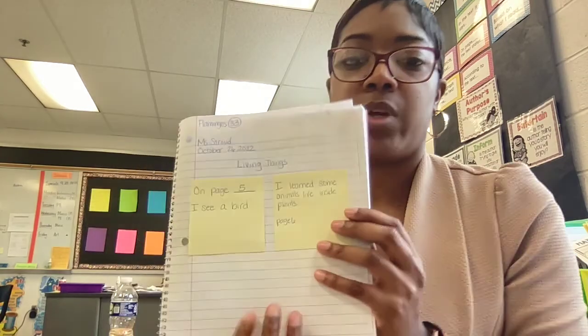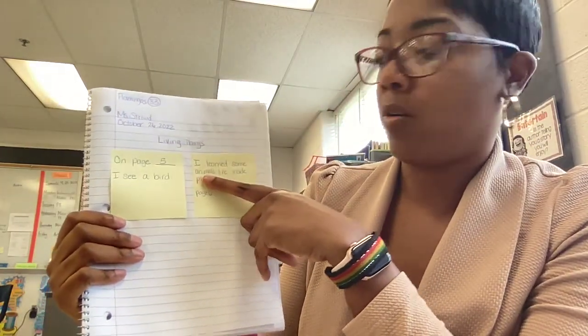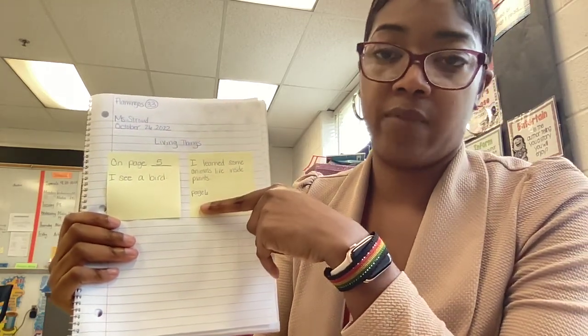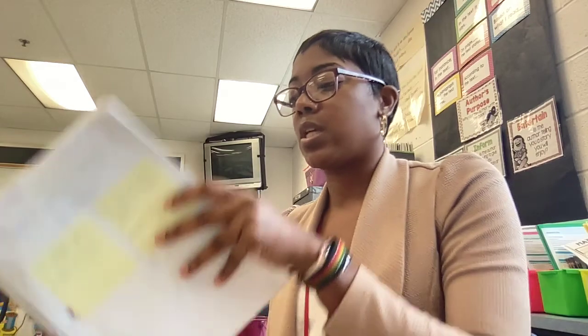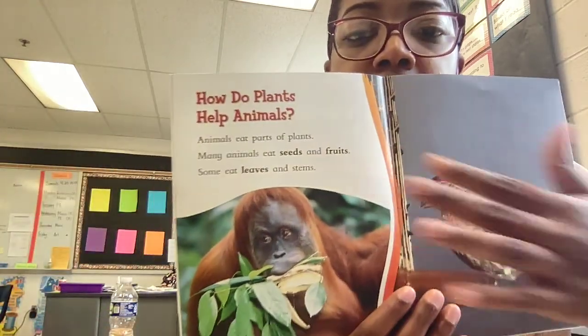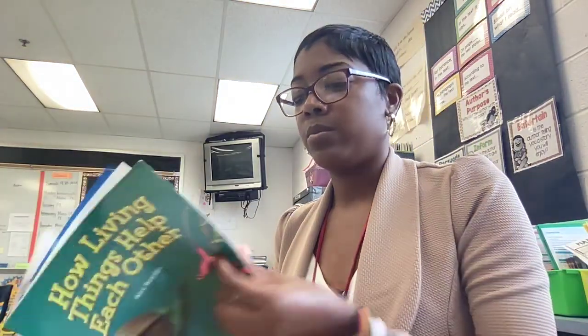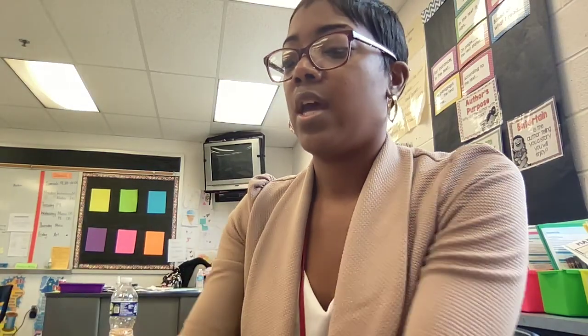So for this group, for living things, they wrote down, I learned some animals live inside plants, and I put the page number that I found that information on. So it's a good way for students to stop and keep track of what they're reading about. You can also pull out different vocabulary words from the text too. And that's just a little introduction to annotating. So that is a way that can help your student with comprehension as well.